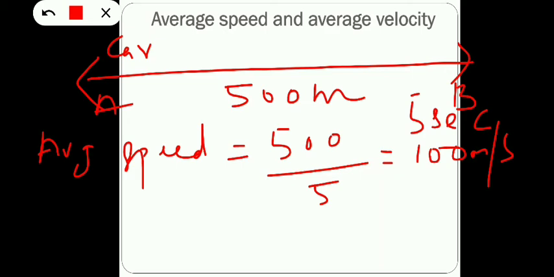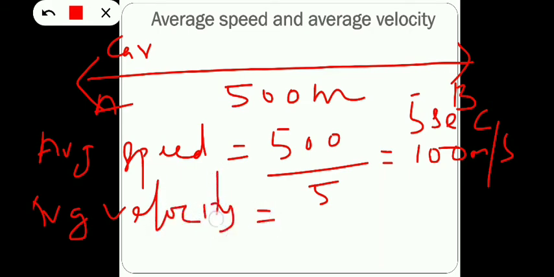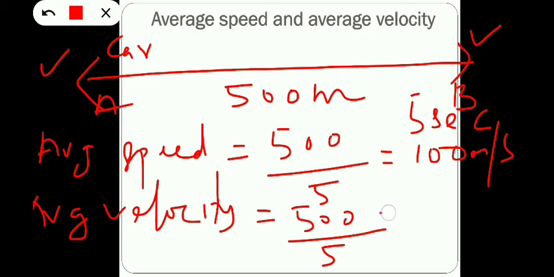Now, what will be the average velocity here? Average velocity is equal to total displacement by total time. Here, what is the total displacement? Since it is a straight line path, total displacement will be the same, 500 itself. So 500 by 5, because the starting point of the car is A and the final point is B. What is the distance between B and A? It's 500. So again it is 100 meter per second. So this is average speed, this is average velocity, both are the same. So there may be situations in which average speed can be equal to average velocity.